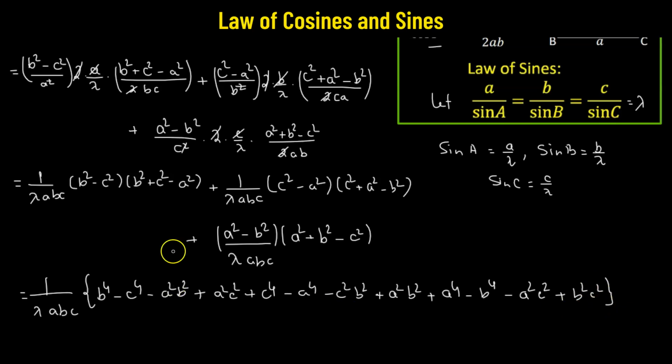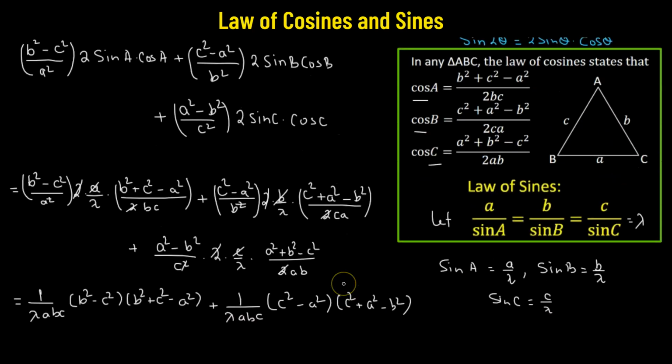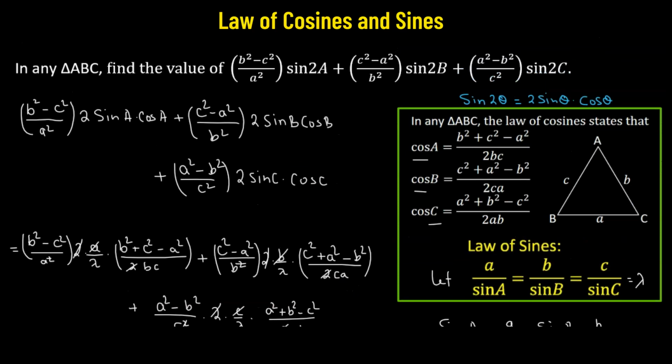Here we'll see that the terms get cancelled out. So b to the power of 4 gets cancelled out, c to the power of 4, a to the power of 4. Then we have a squared b squared, a squared c squared and b squared c squared also cancelling out, which leaves us with the value 0. So this is the value of the given trigonometric expression. This is equal to 0.